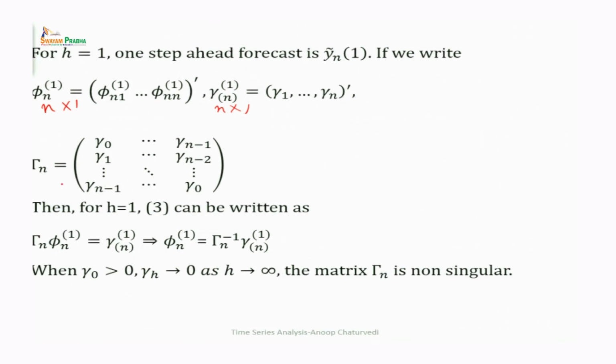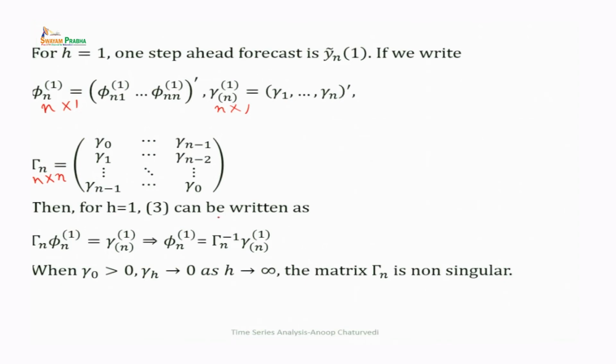Then we define n cross n matrix gamma n with elements gamma naught, gamma 1, and so on, gamma n minus 1. These are the elements of first row. The elements of second row are gamma 1, after that, you have gamma 0, then again gamma 1, up to gamma n minus 2, and so on, gamma n minus 1, gamma n minus 2, and so on, up to gamma naught. So, this is your n cross n matrix capital gamma n.